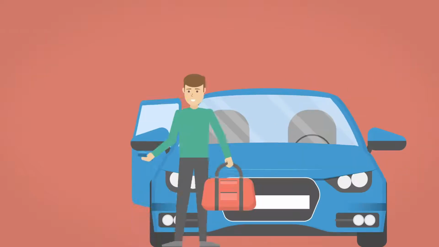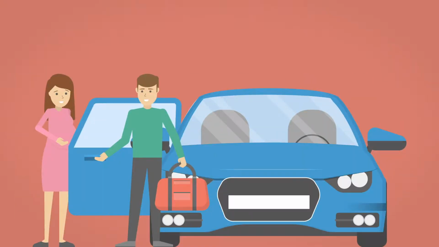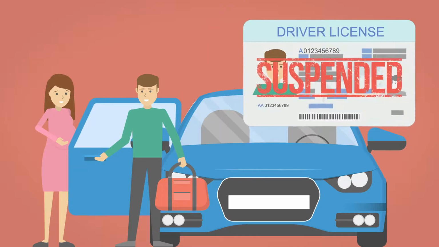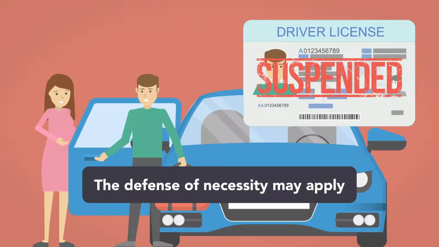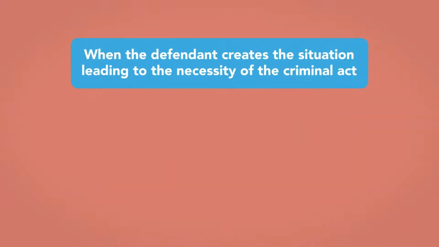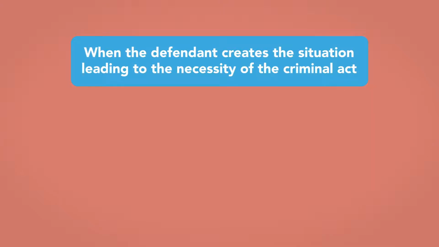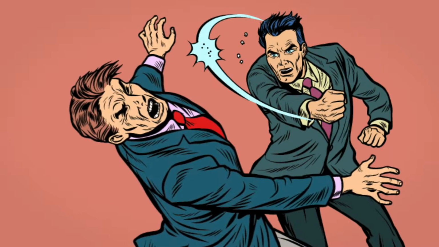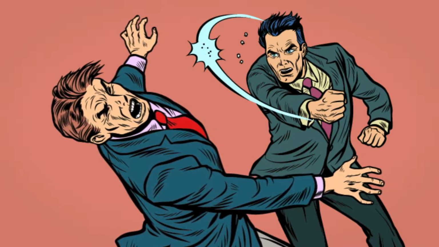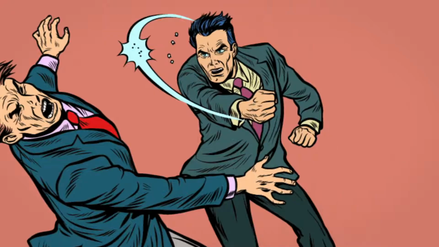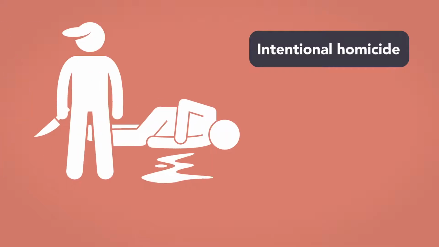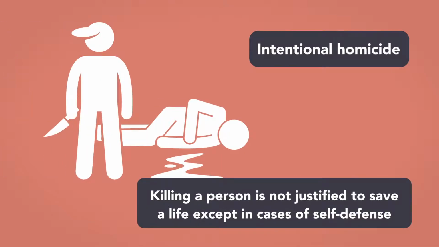For example, if a man drives his pregnant wife to the hospital for medical care while his driver's license is suspended, the defense of necessity may apply. The defense cannot be used, however, when the defendant creates the situation leading to the necessity of the criminal act, such as by intentionally injuring the person he purports to save. It also cannot be used in cases of intentional homicide, as killing a person is not justified except in cases of self-defense.